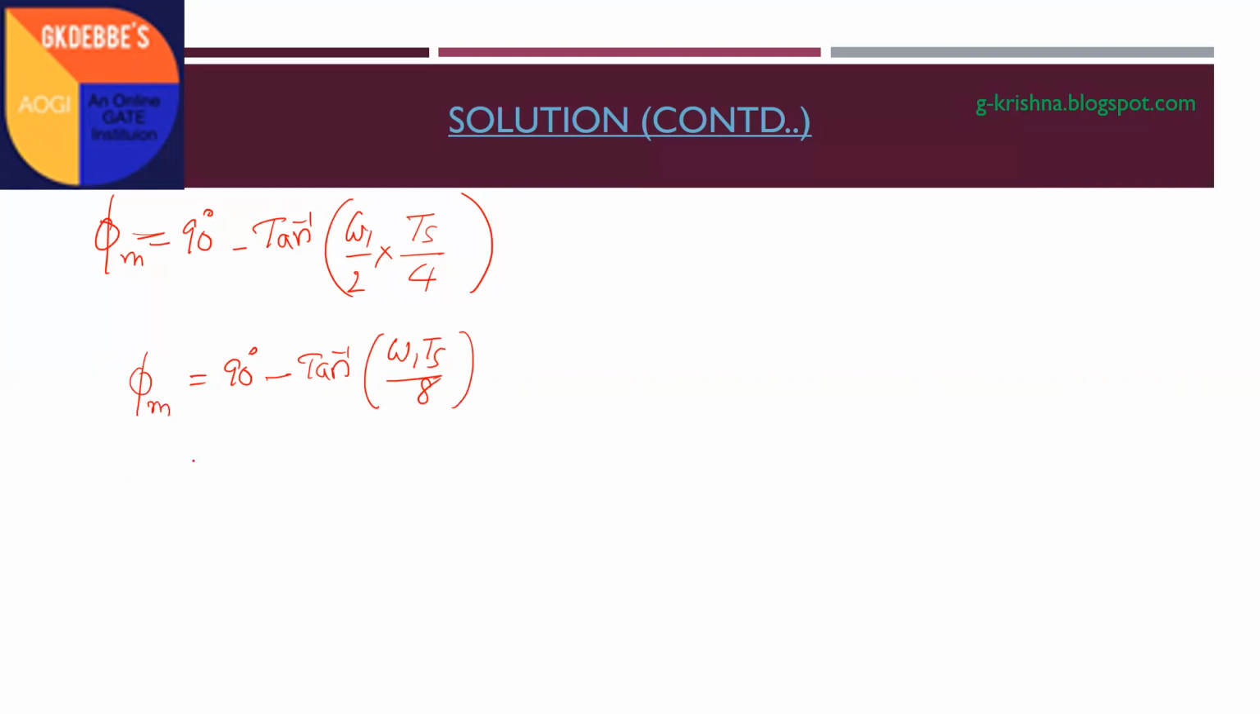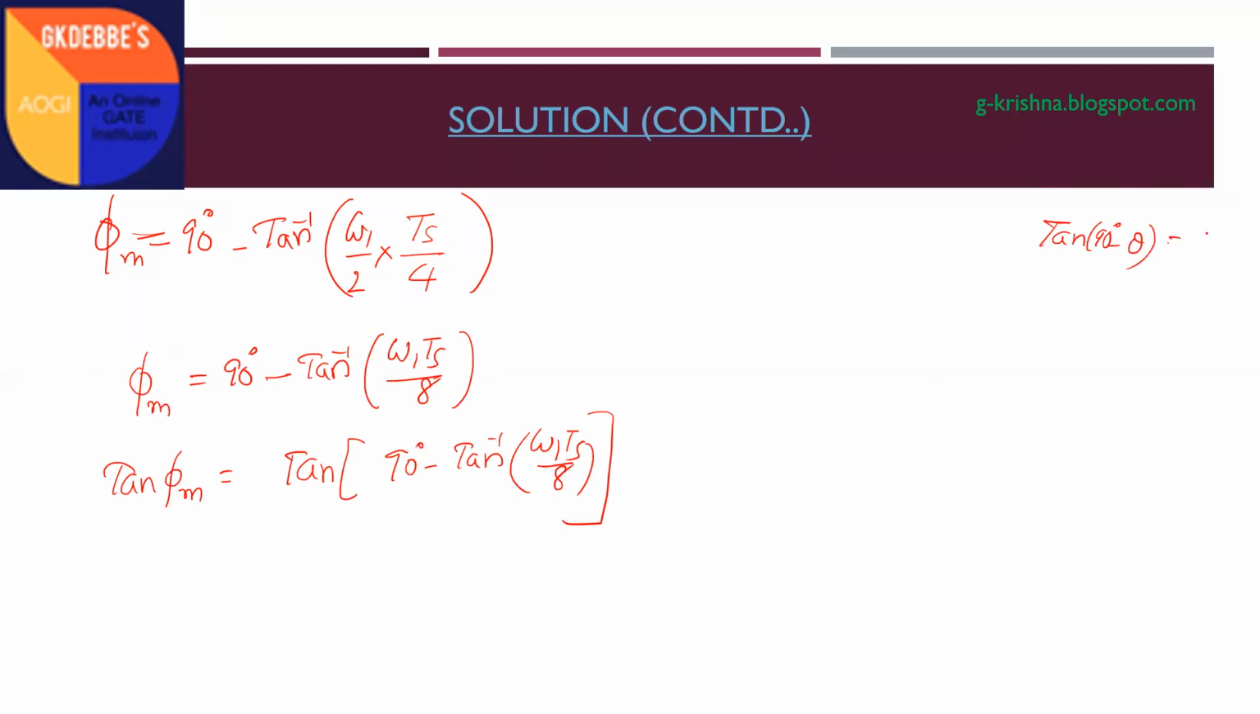Now, simplifying further, let us take tan on both sides. tan phi m is tan of (90 degrees minus tan inverse of omega 1 Ts by 8). The tan of 90 degrees minus theta is cot theta. Hence tan of (90 minus theta) we can write as cot of tan inverse of omega 1 Ts by 8.